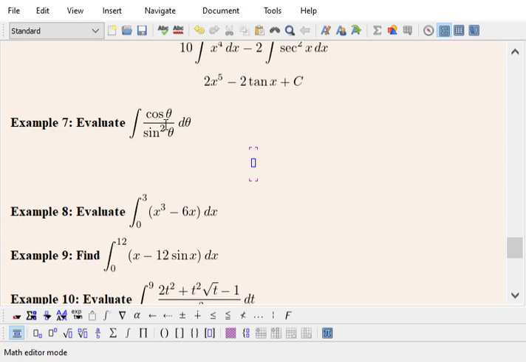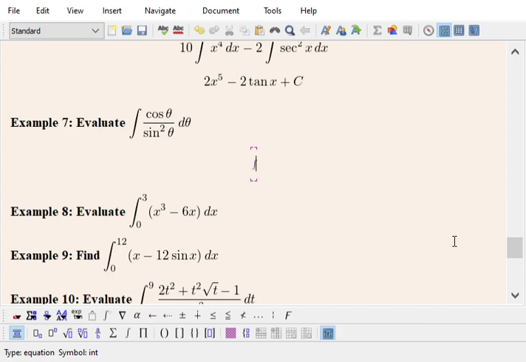Let's see. Evaluate cosine theta over sine squared. Well, what can we possibly do with this guy? So, on the website Paul's Online Math Notes, which I posted a link to in the first announcement, you can download a trigonometry cheat sheet that has all of the trigonometric identities that you will be likely to need.